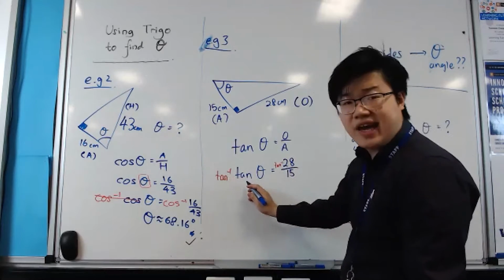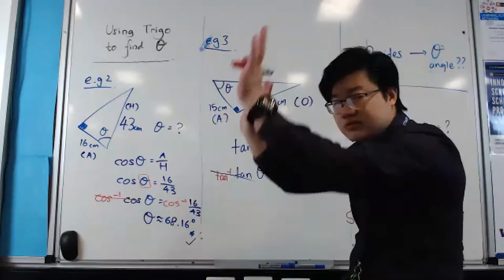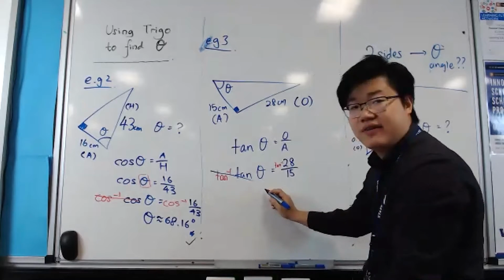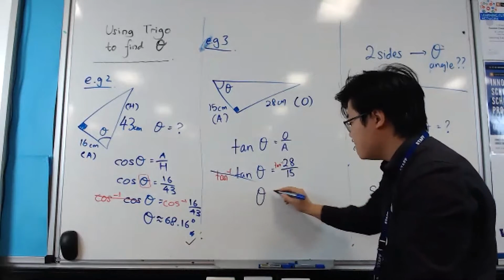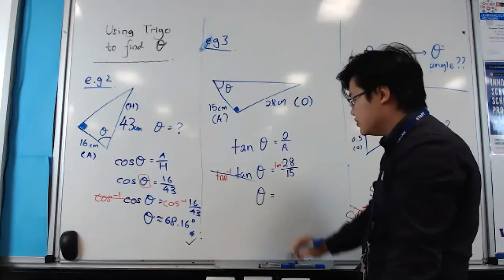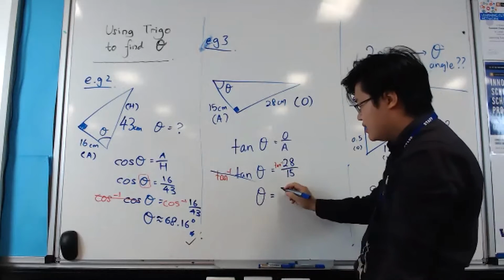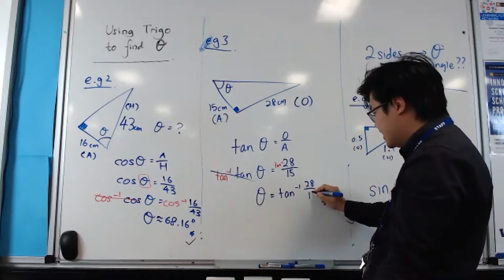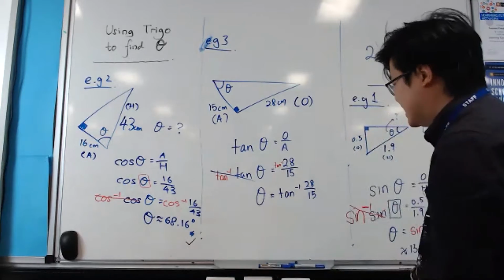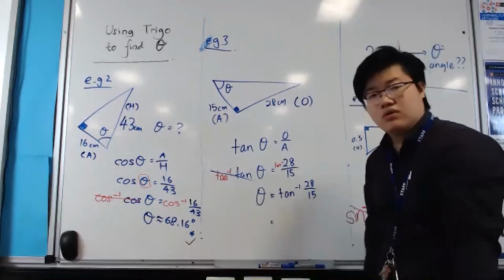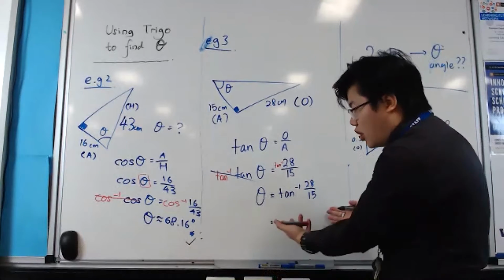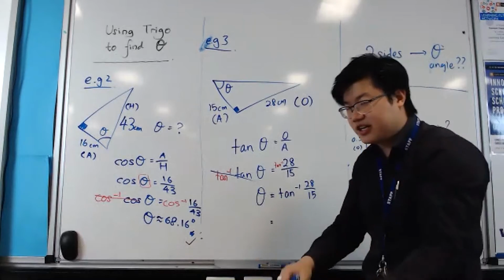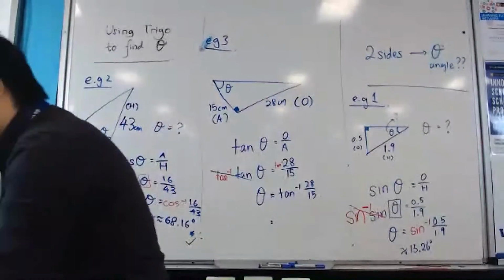Now, arc tan and tan, goodbye, gone. So what's left on the left-hand side of the equation? Theta. Theta equals to, now, what's on the right-hand side? You've got arc tan, 28 over 15, isn't it? 28 over 15. So we'll leave the rest to your bestie, calculator. Okay, so now, let's grab the calculator.